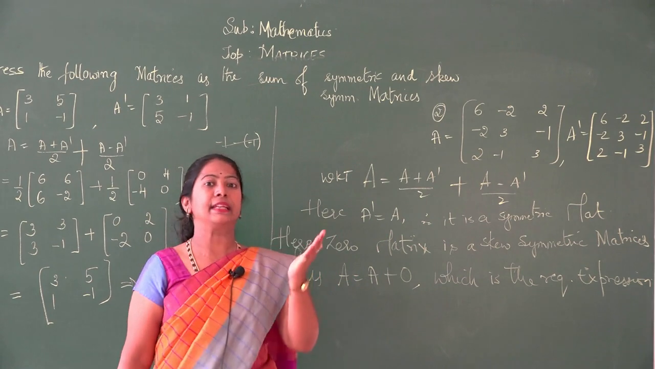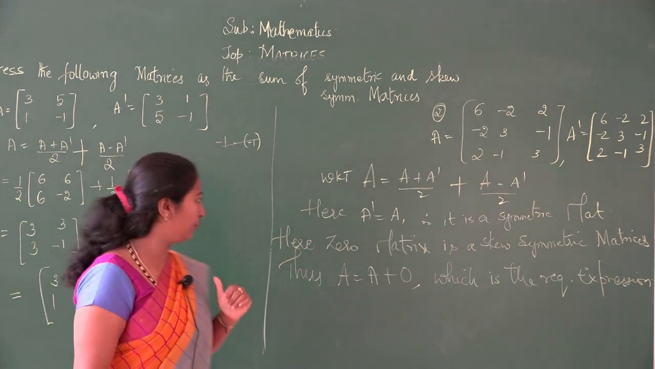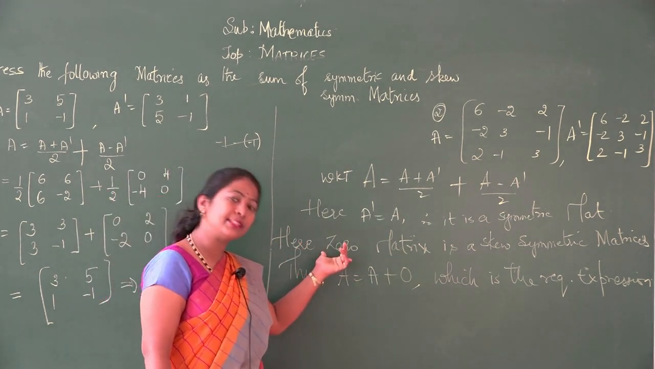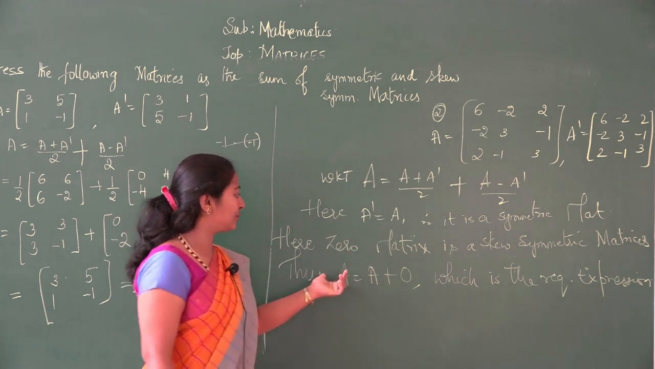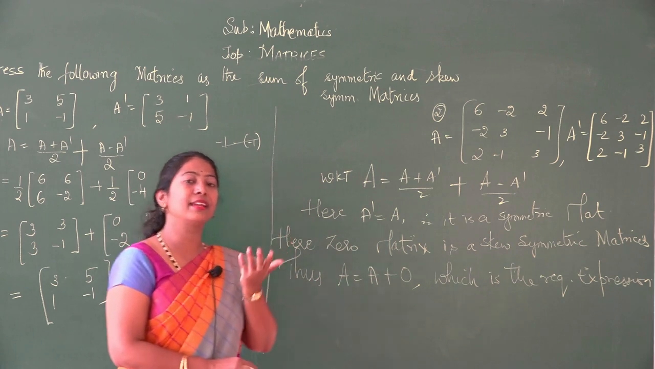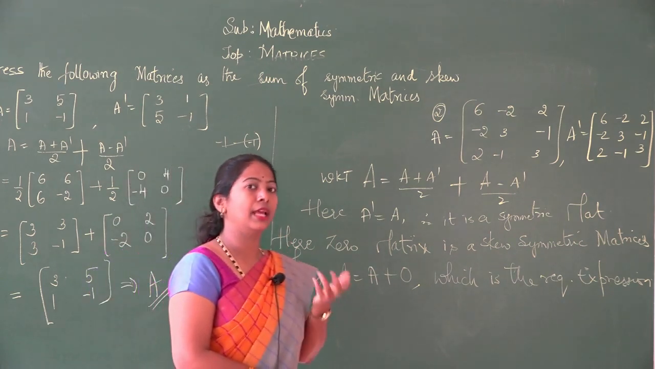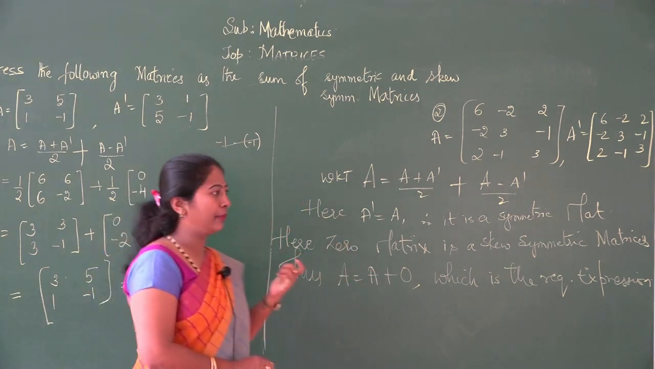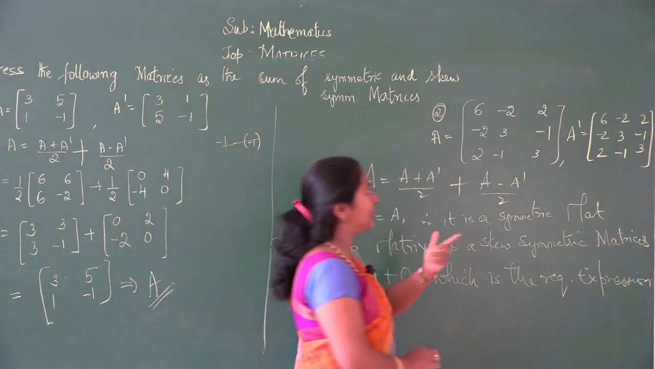Moving on to the second half, that is (A minus A dash) by 2. Here, the 0 matrix is a skew symmetric matrix. Thus, we can write A is equal to A plus 0, which is the required expression. How to justify this statement? We are supposed to find A minus A dash.